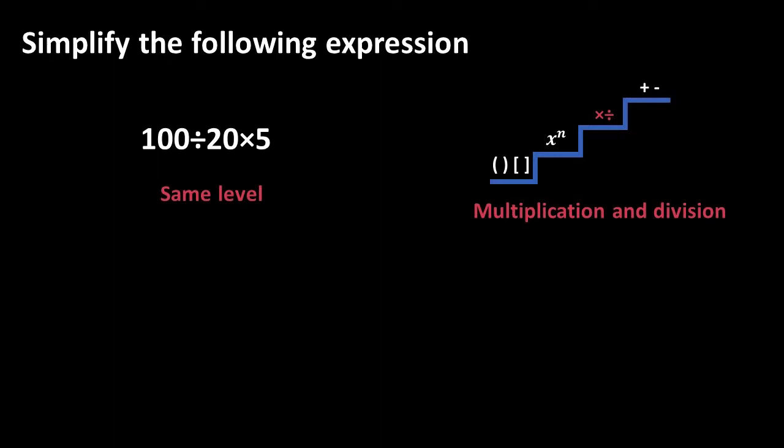Whenever you have multiple operations that have the same level of priority together, you work your way in order from left to right. So here we'll have to divide 100 by 20 first, which gives us 5. Then multiply that 5 by the 5 in the expression, and that's 25.